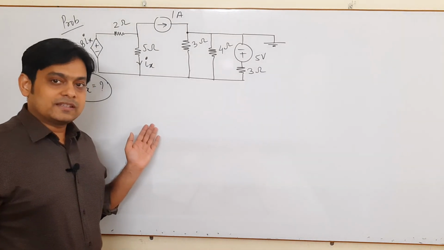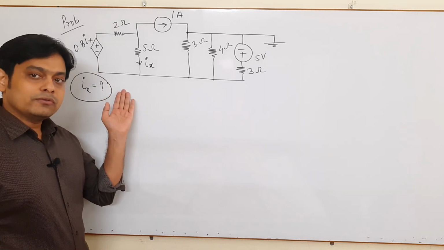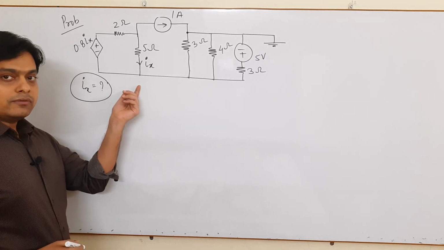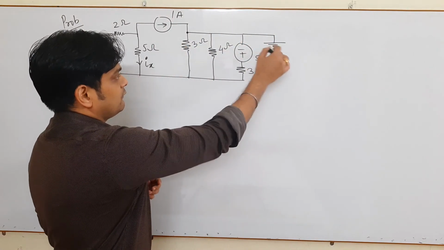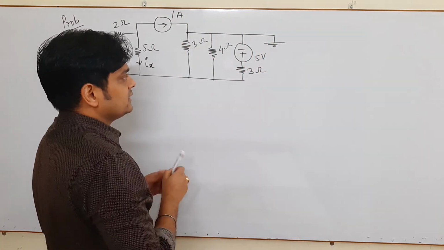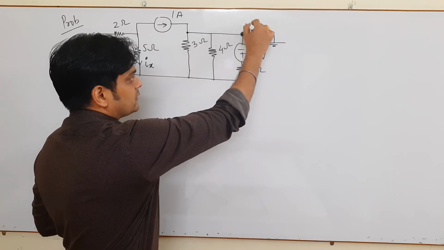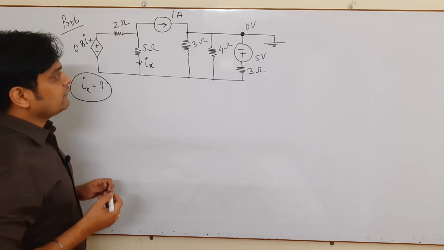Okay friends, this is our next problem. In this problem you have to find the value of Ix. Please go through this problem. A very important thing in this question is that I have made this question in this format. Here it is mentioned specifically that this voltage is at ground potential, so you can say it is at 0 volt.